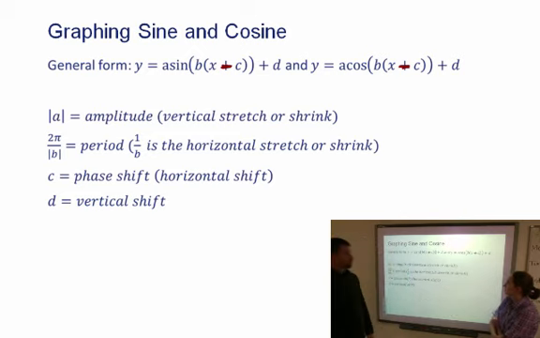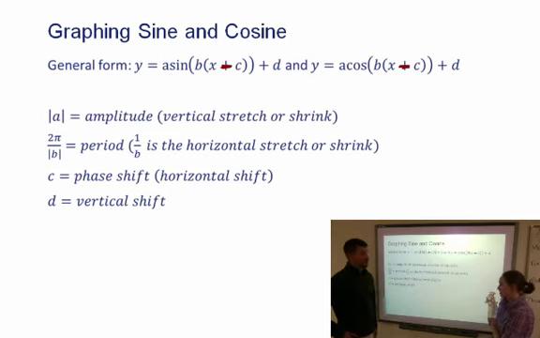But each of these letters, A, B, C, and D, would be numbers in our actual situation, and some of them could be zero. We may not see all of these at the same time. A will never be zero though, or it won't be a sine or cosine function. It'd just be a zero function. But here it lists out what each of these letters represents to our graph.